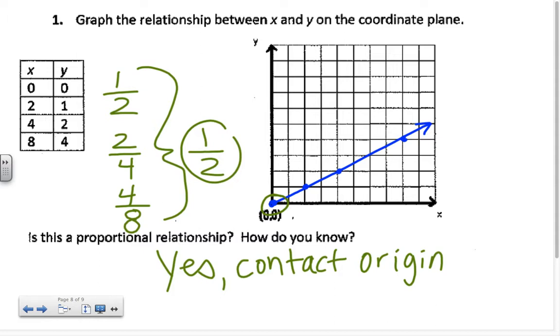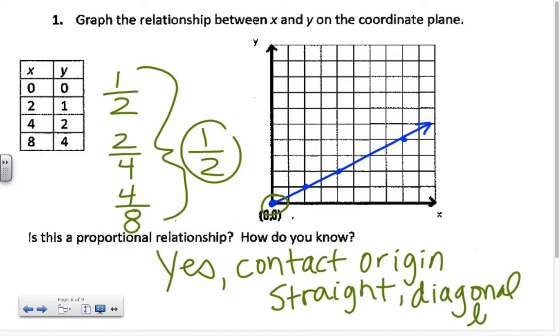What else do you know about this line? It's straight. How else can you describe it? When a line goes like this, it's going up. Increase. Instead of vertical, horizontal, think about the other. Diagonal. There you go. It's a straight, diagonal line.